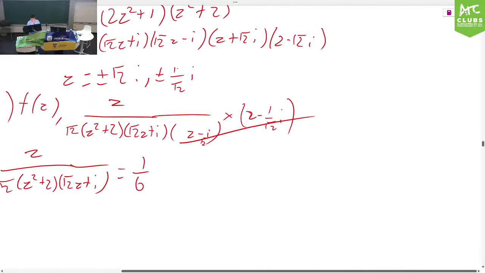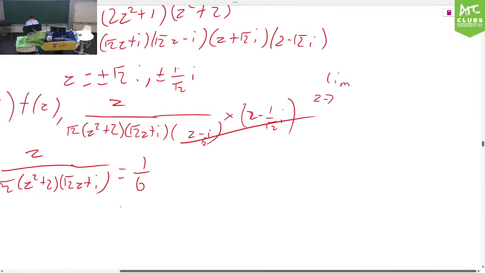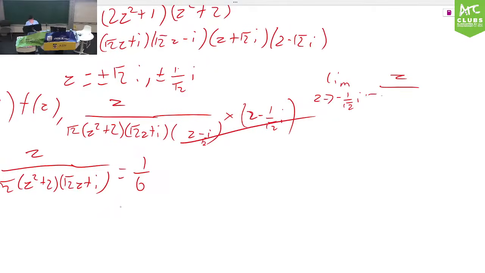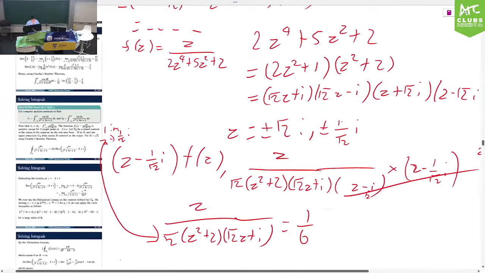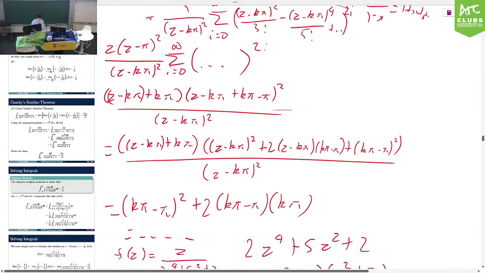I'm just going to go on the side now. Limit as z approaches minus 1 over root 2 i of, once again, it's basically this: z equals 2 root 2 z minus i. I'm pretty sure this thing also goes to 1 and 6 as well. So that should be relatively calm. Those are all your residues. Okay.